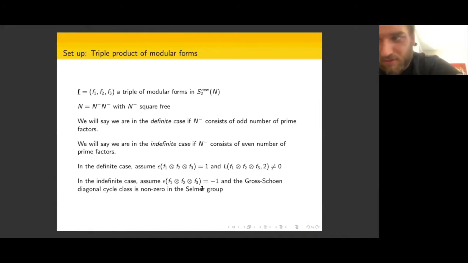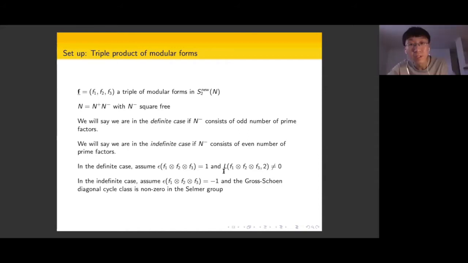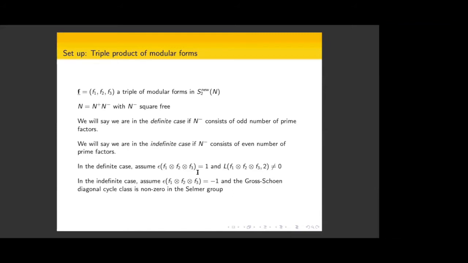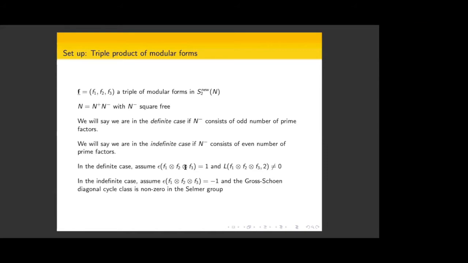Is there some natural condition, like if you assume all of the f_i are Steinberg at this level, is the global root number determined? If I assume N is square-free and we're in the definite case, and suppose these modular forms come from elliptic curves and they all have split multiplicative reduction, then the definite case is equivalent to the root number being +1. I see. Okay, thank you.